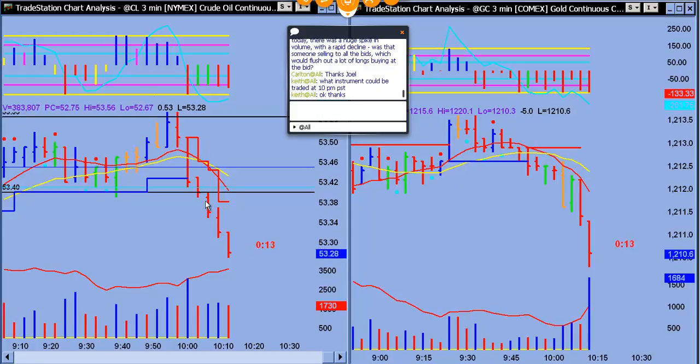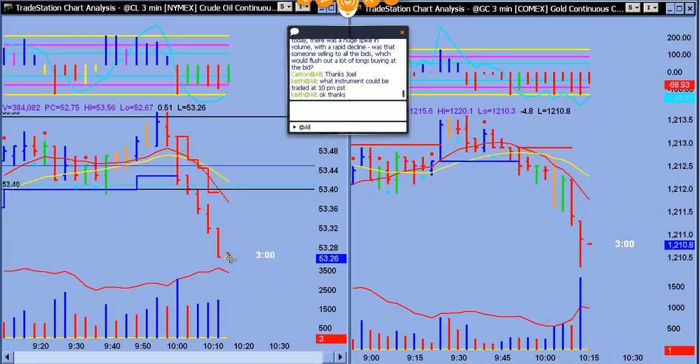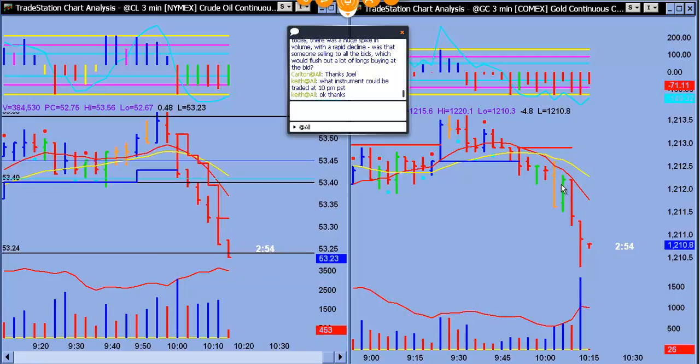And here, if you wanted to stay in this trade and said, hey, I'm not going to get out of this trade until I get a blue bar, you money manage this all the way, and you're in it all the way at the bottom. Here, once you went short, you had one up bar and two up bars. Oh, we're going lower on the oil.